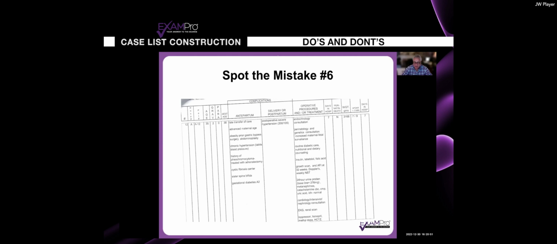Growth scans and AFI at 32 weeks, Dopplers, weekly anesthesia. How about increased antenatal surveillance? And then they just ask you what that consists of. Insulin, labetalol, folic acid. Folic acid would be routine anyway.